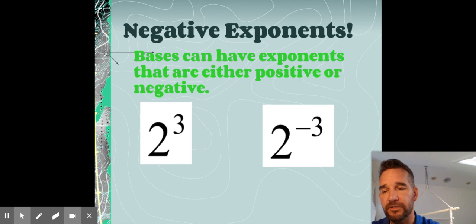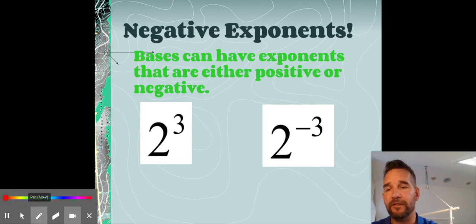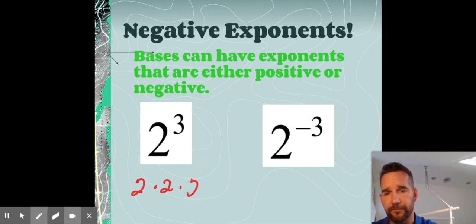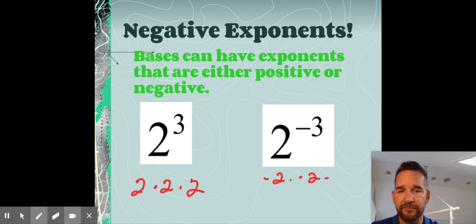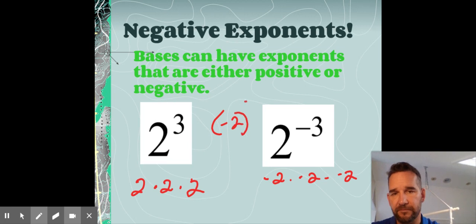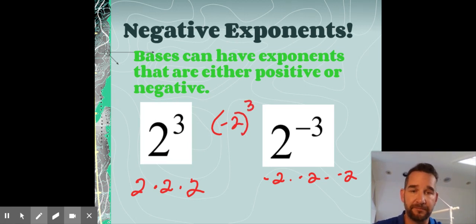Now, I think most of us will agree that the one on the left that says 2 to the third just simply means 2 times 2 times 2. But if I was to ask you that same question about the one on the right, I would probably get a bunch of different answers. I know some people would think it means negative 2 times negative 2 times negative 2. But it doesn't mean that. That's what this would be. And those aren't the same thing.